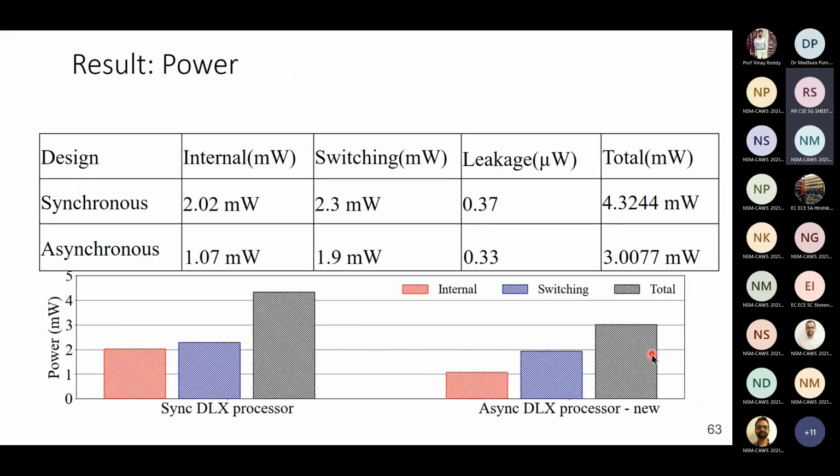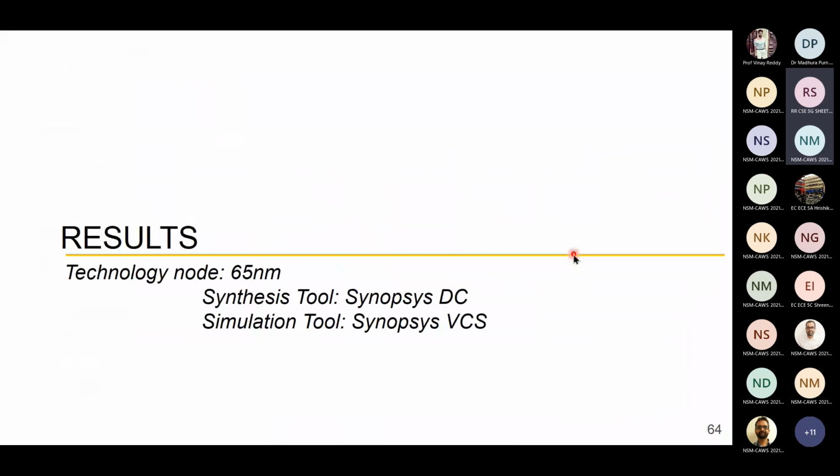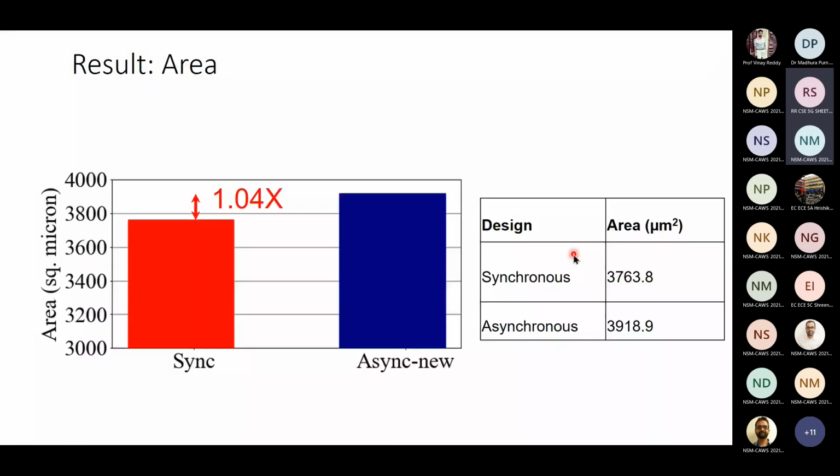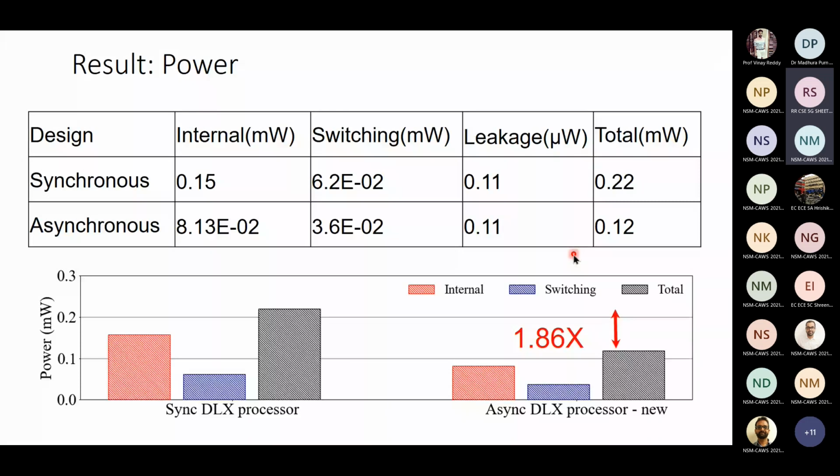For power, what we observed was that it was low. So we were thinking, what is happening here? Why is it that area is more and power is less? So that was one question that we had, and this was a consistent observation. As you can see here, for 65 nanometer also, the area is more and the power is still less, right? So what we figured out was the following.